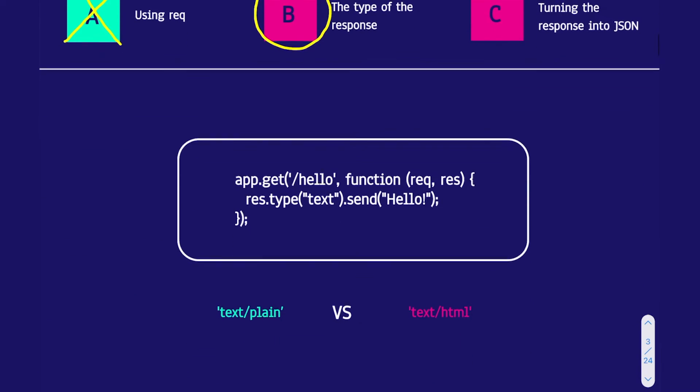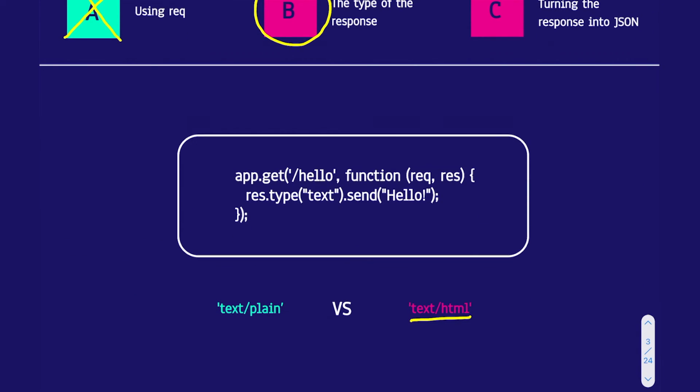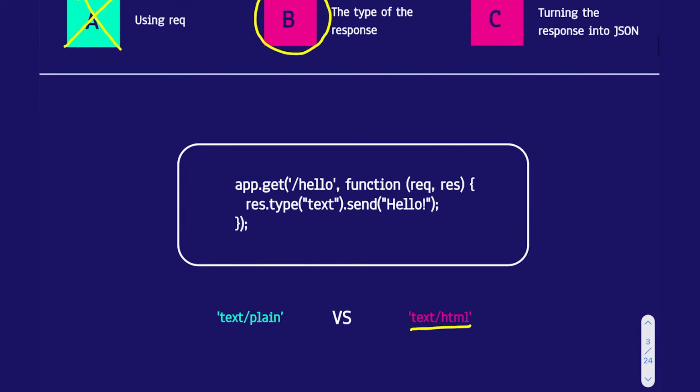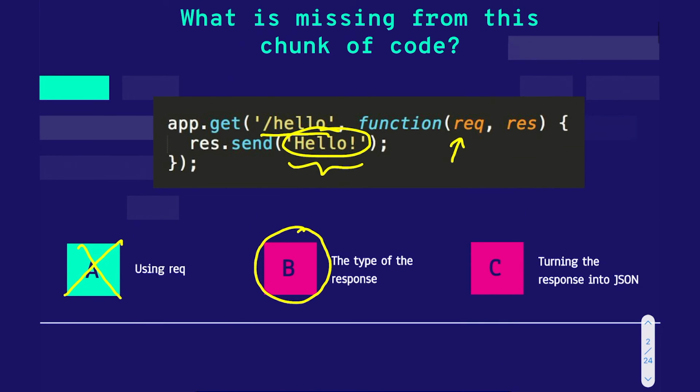And the reason why that's a bad thing is that by default, the type of the response is text/HTML. So if you were sending back HTML and you wanted your client to use that somehow, that would be good for you. But since we're sending this string hello, what we want to do is specify that it's text. So when the client side receives it, they're going to get text/plain, and not text/HTML. So yeah, the type of response is what's missing.